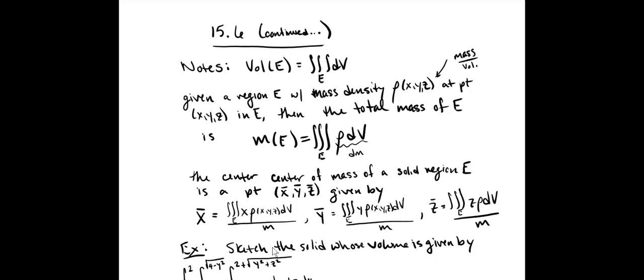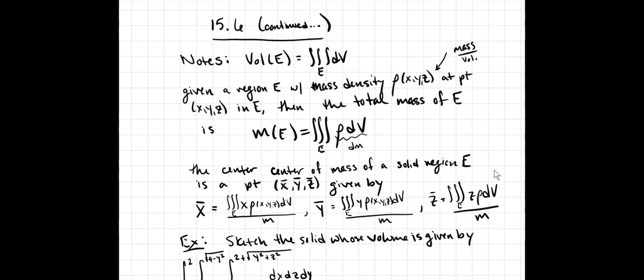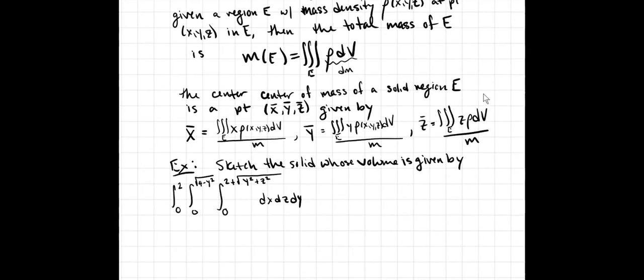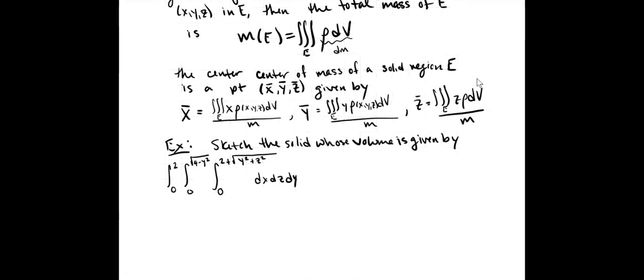Again, I'm not going through much of the derivation other than just to say that x bar is a weighted average of all the x coordinates inside of E, where the weight in that weighted average is given by the mass density. So you might see that as a nice application. You can find the center of mass of an object. You can find other things related to physics, things like moments and second moments. But we won't go through those here.